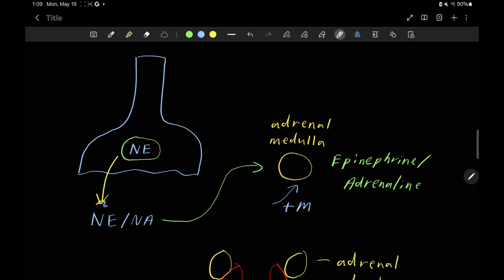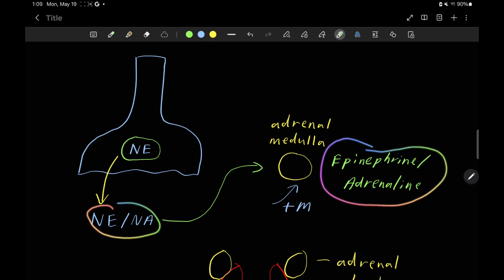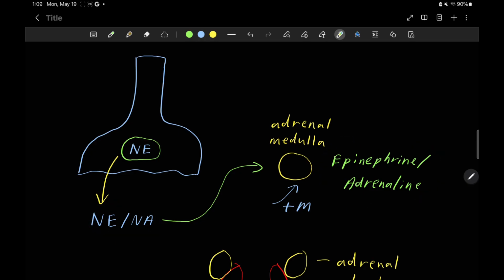And so what's the difference between norepinephrine, noradrenaline and epinephrine, adrenaline? Well, they're both messenger molecules that can go off to do similar responses. They're both involved in your sympathetic nervous system. But the main difference is that norepinephrine and noradrenaline are neurotransmitters, whereas epinephrine and adrenaline are neurohormones. But what does this mean?